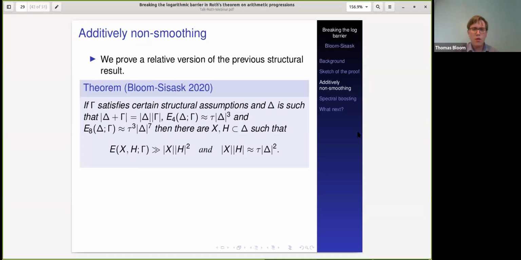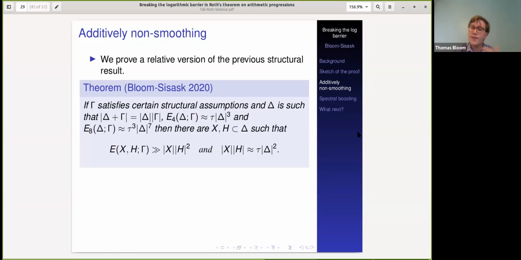So the main thing to focus on here is that the hypotheses and the conclusion are essentially the same, except that all the energies are now relative to some gamma. Okay, so I'm assuming now a statement of control on E4 of delta relative to gamma and E8 of delta relative to gamma. And again, it's the same sort of relationship between them, this additively non-smoothing relationship.